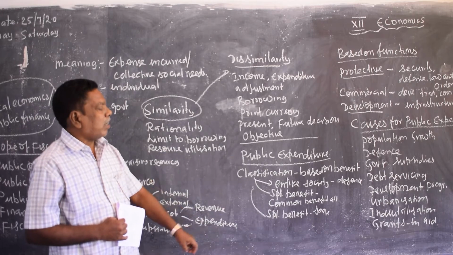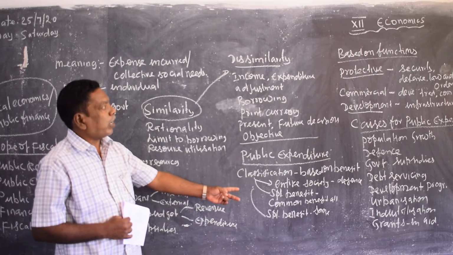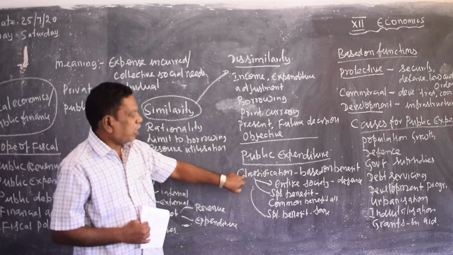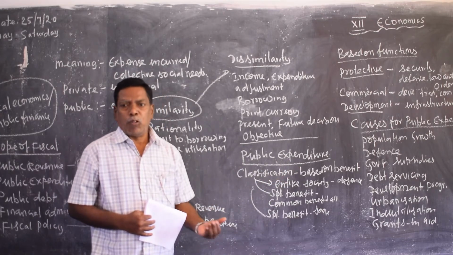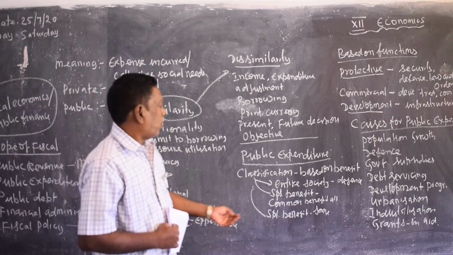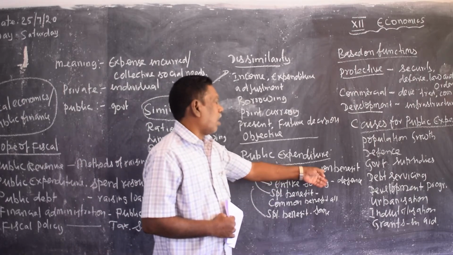Now public expenditure has a classification in two types. One classification is based on benefit. So classification is based on benefit.